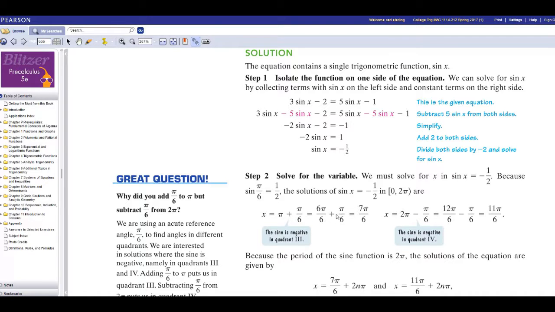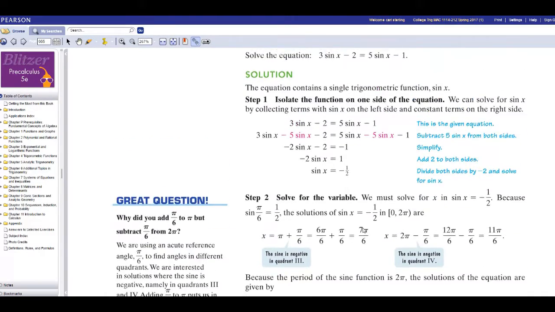So 6 pi over 6 plus pi over 6, we get 7 pi over 6. We convert 2 pi to 12 pi over 6 minus pi over 6 to get 11 pi over 6. These both have a reference angle of 30 degrees. These are both in the negative sine quadrants, so quadrant 3 and quadrant 4. And they match up with the SOHCAHTOA opposite over hypotenuse values of negative 1 for the opposite and 2 for the hypotenuse.